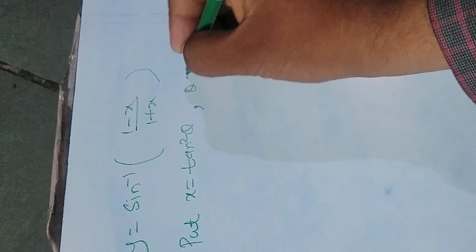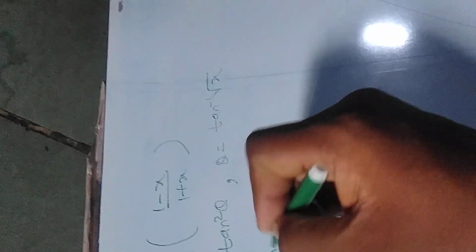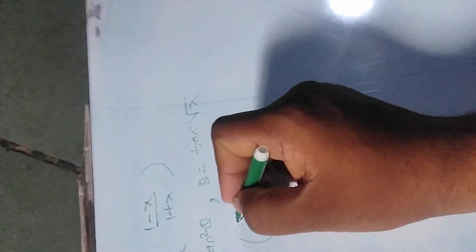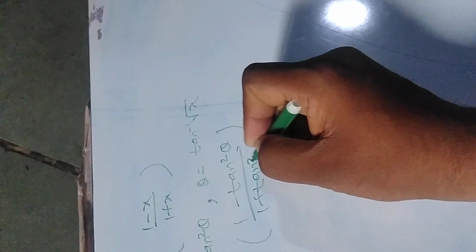So theta will be tan inverse of under root x. We have to take under root on both sides, so it will remain as theta is equal to tan inverse of under root x. So y is equal to sine inverse of 1 minus x. For x, we are already going to put a substitution, that is tan square theta: 1 minus tan square theta upon 1 plus tan square theta.